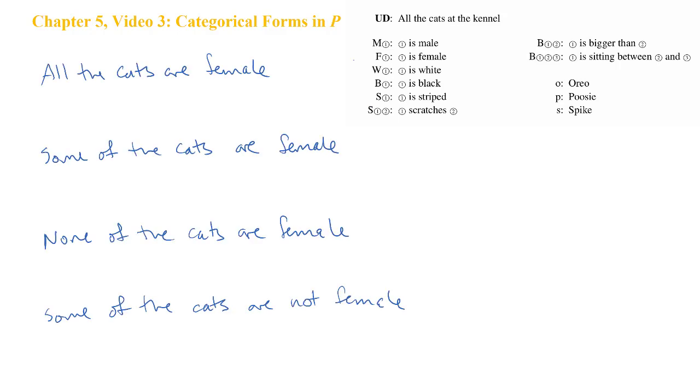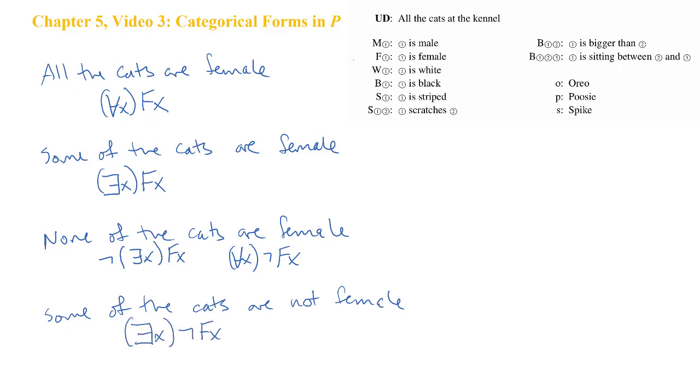We can translate these very simply as all x Fx, some x Fx, either not some x Fx or all x not Fx, and finally some x not Fx or not all x Fx. Of course, there are alternate translations for the top two as well, but those involve two negations and are more complicated than we need them to be.